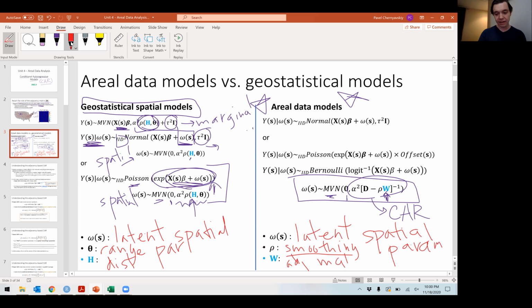I made this slide not to scare you with crazy Greek notation, but just to draw all the different parallels from the beginning of the course when we dealt with geostatistical models to the end of the course when we're dealing with areal models. The only really big thing that changed is how we are encoding how far apart our observations are.